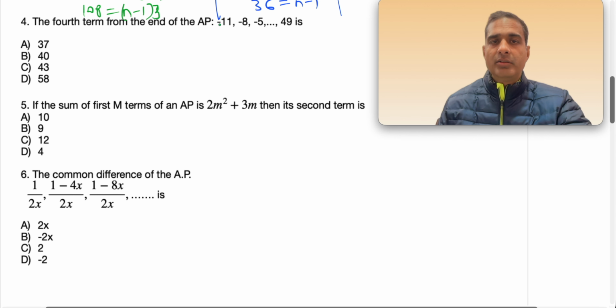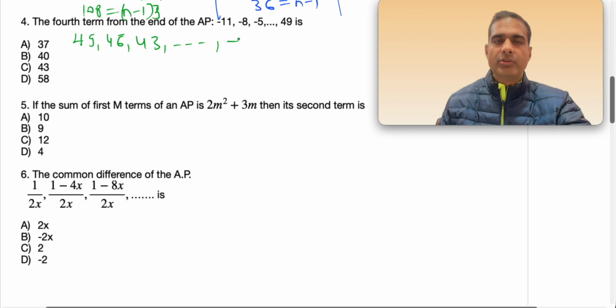So now here, how are we getting the terms? We are adding 3 to each term to get the next term. Minus 11 plus 3 is minus 8. Minus 8 plus 3 is minus 5. And in this way. So when we will be moving from the end, we will be subtracting 3 to get each term. So 49, the next term will be 46, the next term will be 43, like this. And we will come till minus 11.